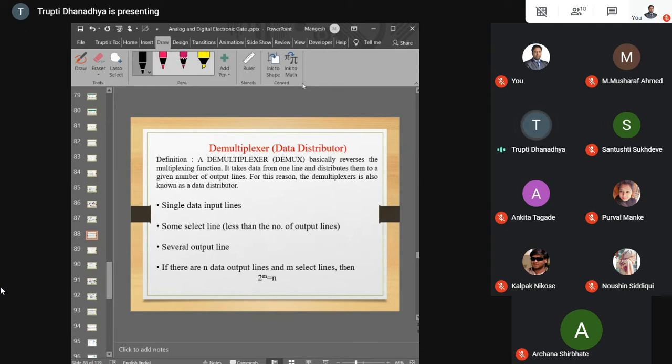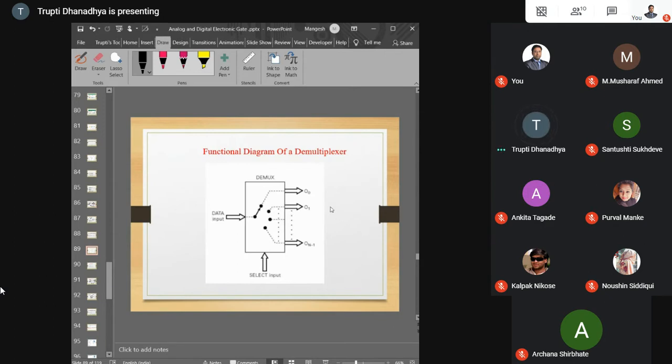Next, if there are n data output lines and m select lines, the relation is the same for the multiplexer and demultiplexer, and by using that relation, we can design our circuit diagram for the demultiplexer. This is the functional block diagram of the demultiplexer. So data input, we have provided data input.